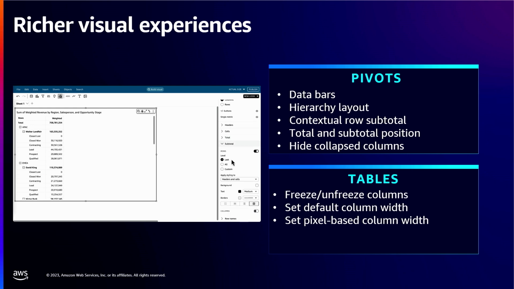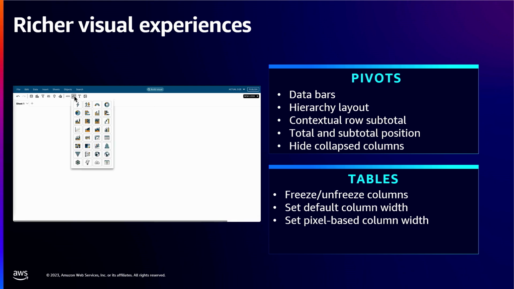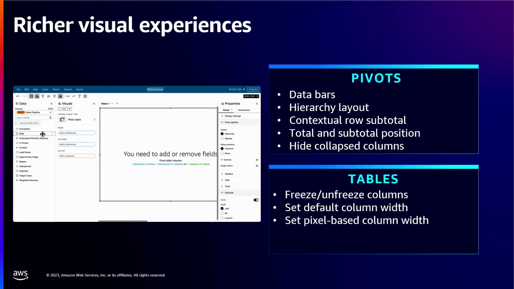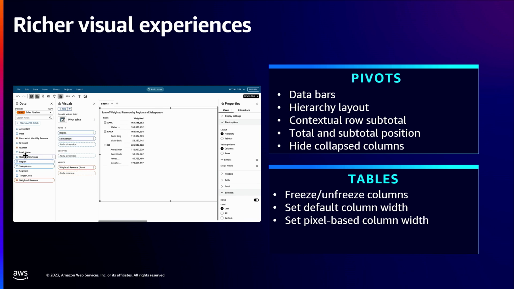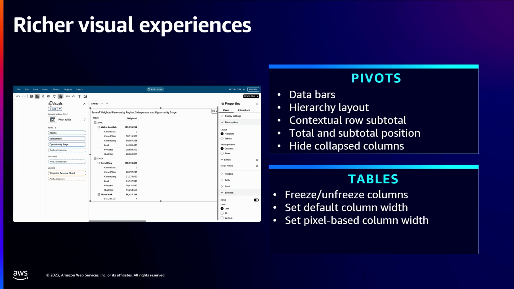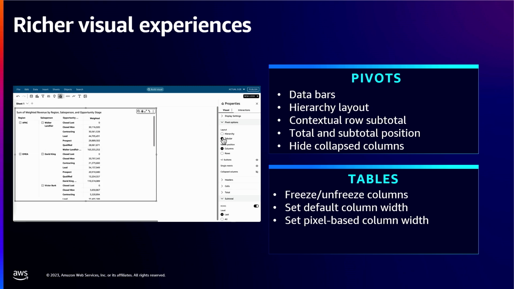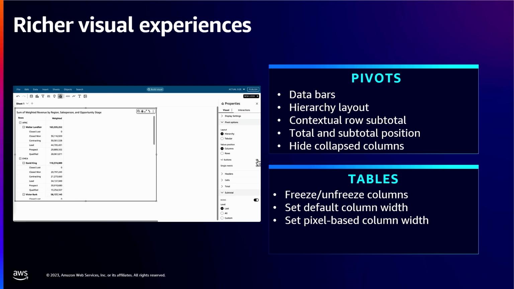This is really useful if you have a big pivot and you're looking at subtotals, you're not really sure where that aligns to. It now actually has the value of that column in there, so you know exactly the total you're looking at. And within tables, too, we have freeze and unfreeze columns and different ways to set default widths so that you know that your end users are looking at the right data that you want to publish to them.